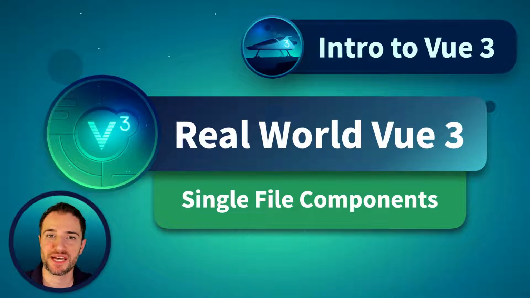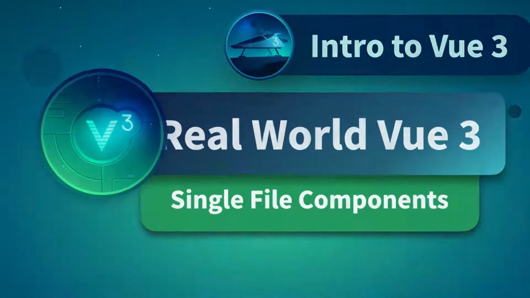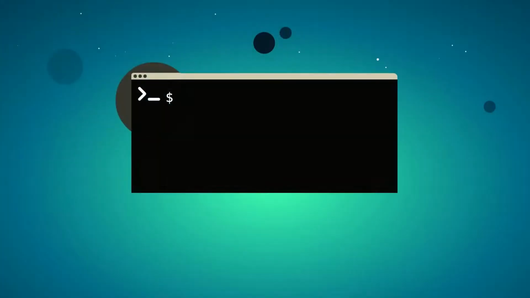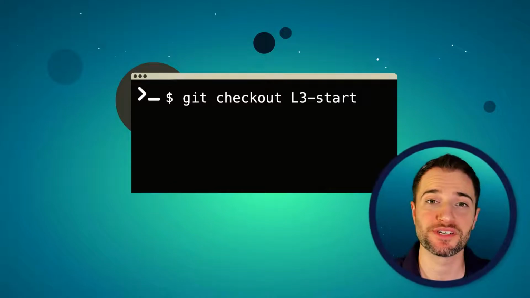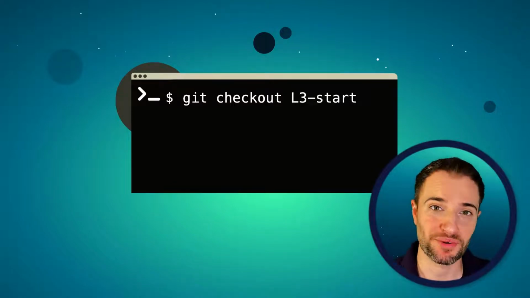While taking this course, I encourage you to code along so that you can learn by doing. To help with that, we have the starting and ending code in the GitHub repo for this course. To access the starting code, you'd head into the terminal and locate the project, then run git checkout L3-start. L3 refers to the lesson that we're on, lesson 3.